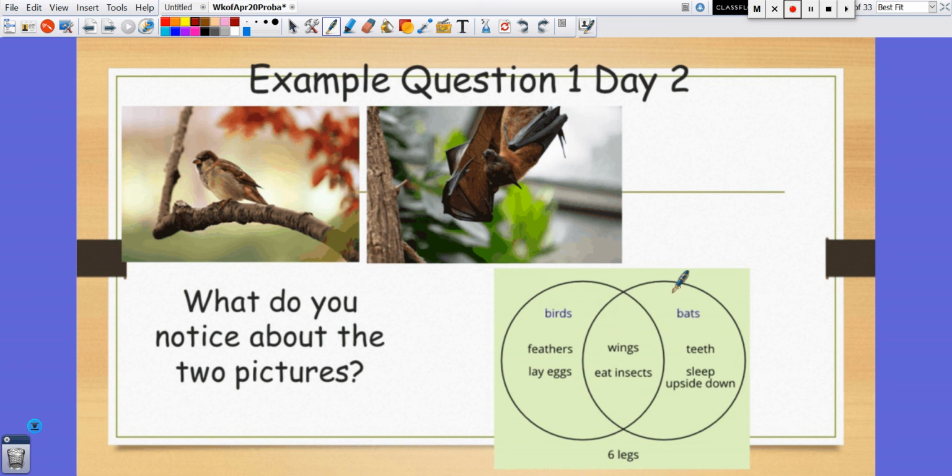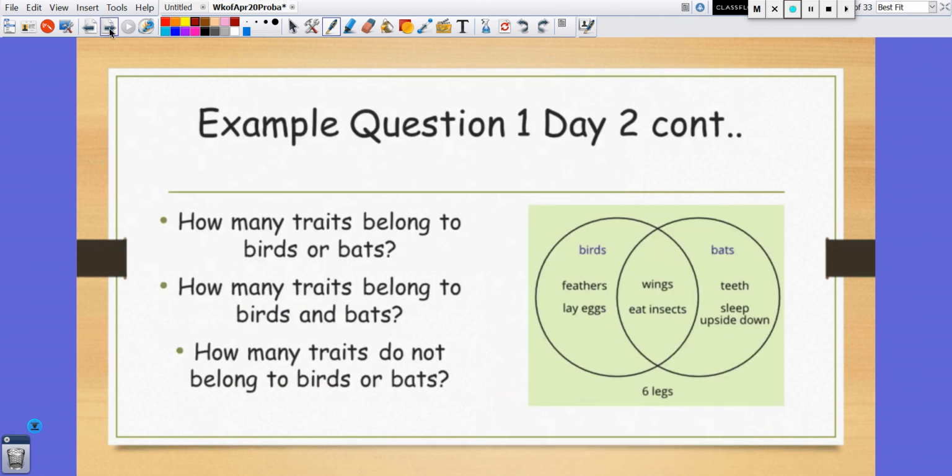Now, what is the total sample space here? How many objects do we have in this situation? There's 1, 2, 3, 4, 5, 6, 7. There are 7 characteristics in this situation. All right. Let's keep moving.